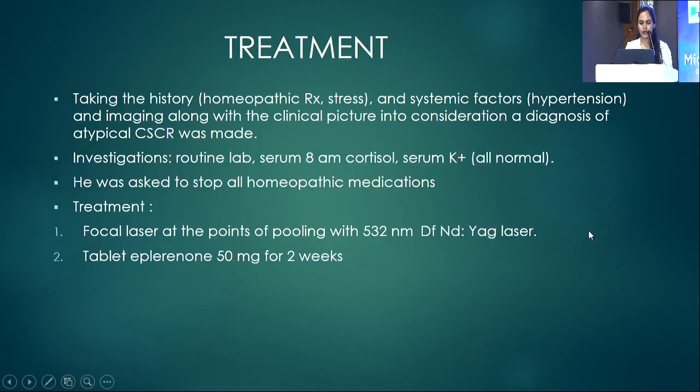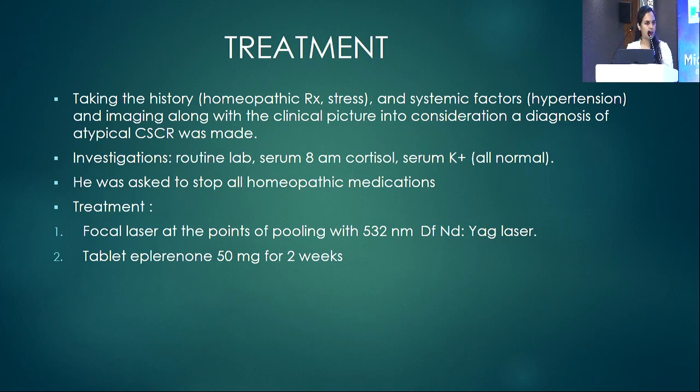So taking into consideration the history of the patient, that he was on homeopathic medication, he was under stress, and he was hypertensive, and looking at the clinical picture of extensive subretinal fibrin, a diagnosis of atypical CSR was made. His routine labs for uveitis were also performed, and serum 8 AM cortisol was also done. Serum potassium was done, which was all within normal limits.